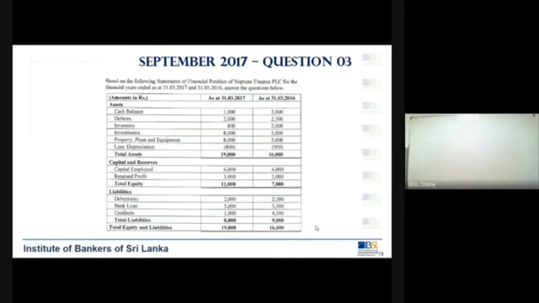Okay. So, there is a depreciation of 300 rupees for the current year. Now, that you have to go and adjust it in the profits. That is what you need to do. Right. Now, let's see how we can do this question.